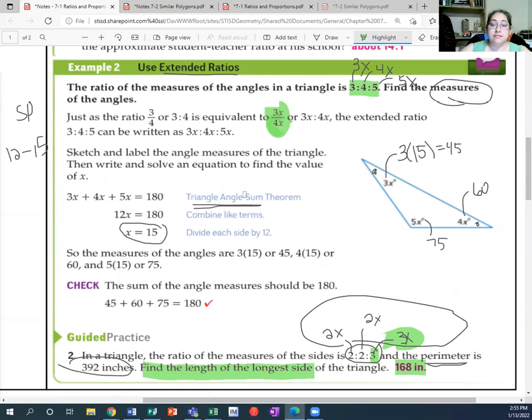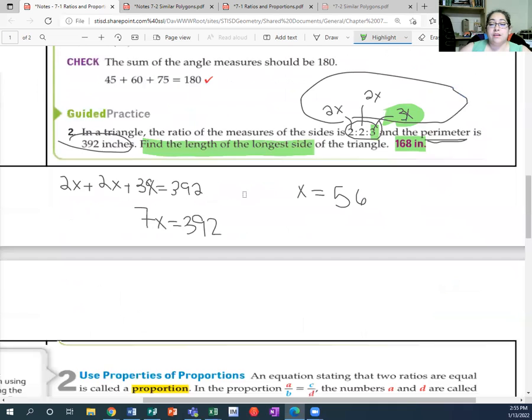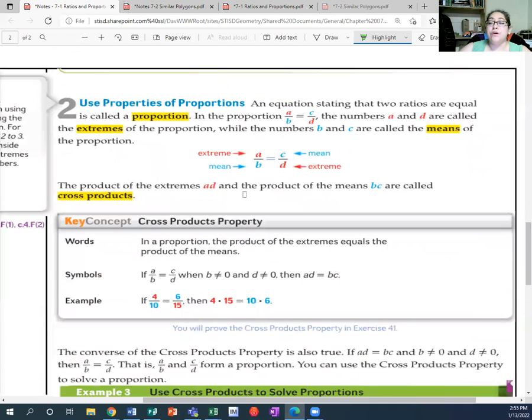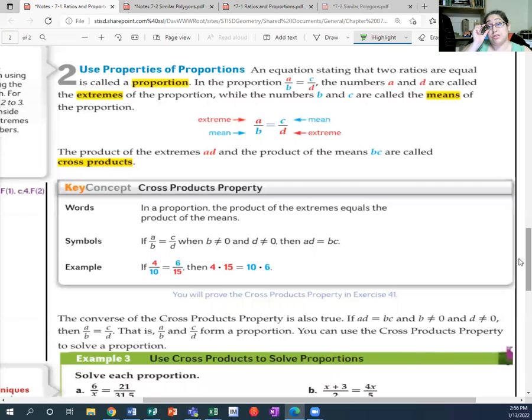All right, can I scroll down? Cool. All right. Now you notice that I missed a huge chunk of the skill practice. I didn't tell you how to do questions 6 through 11. So let's do that now. It's called using the properties of proportions.